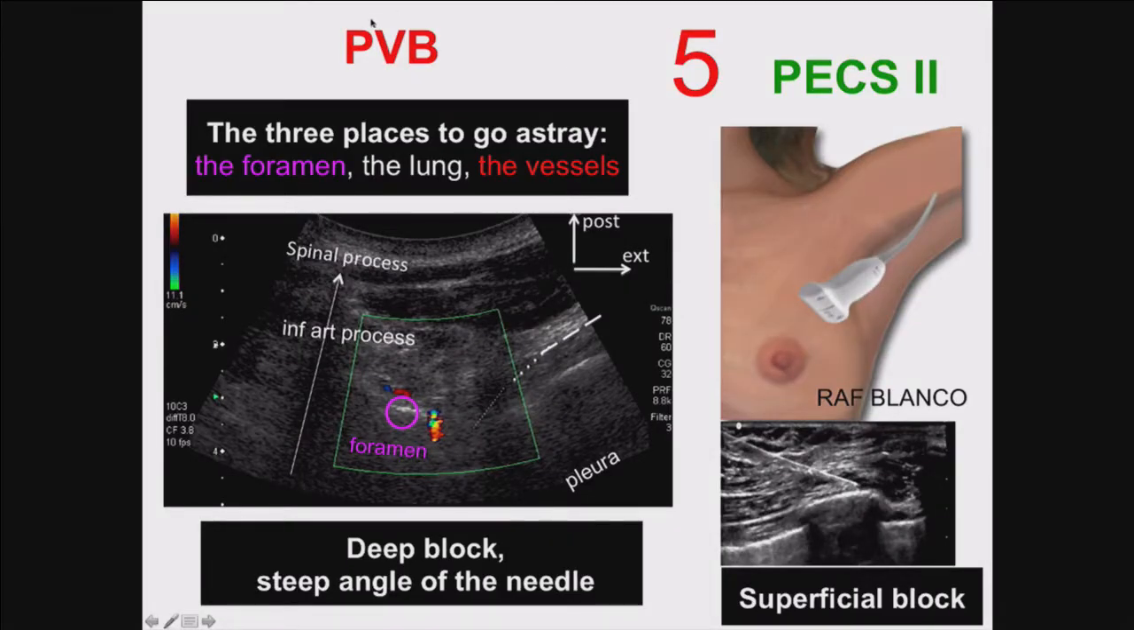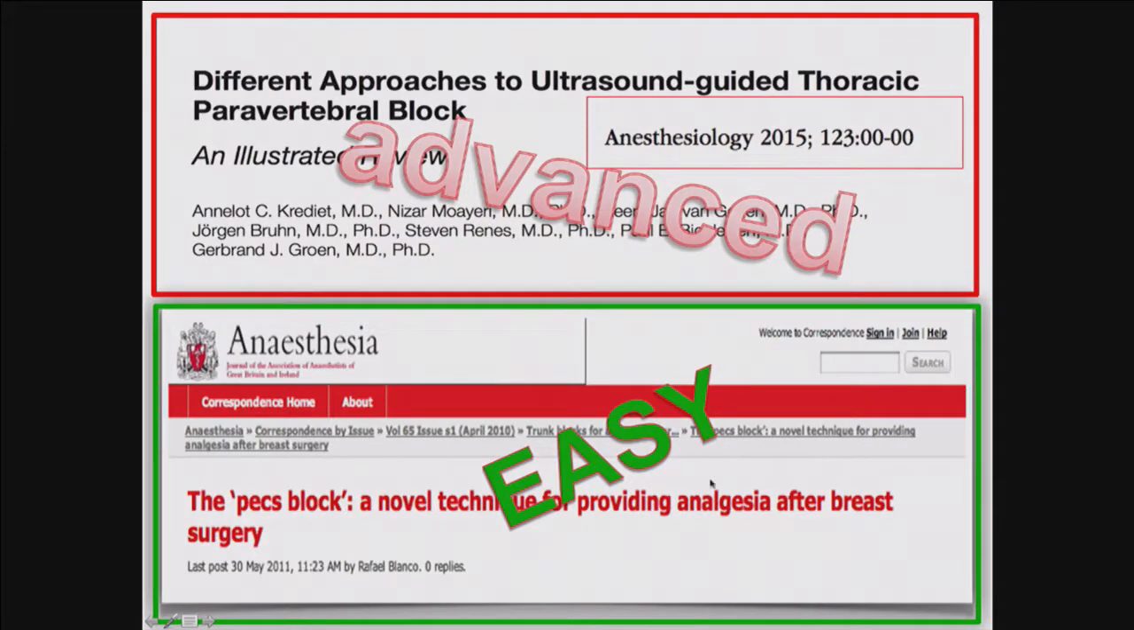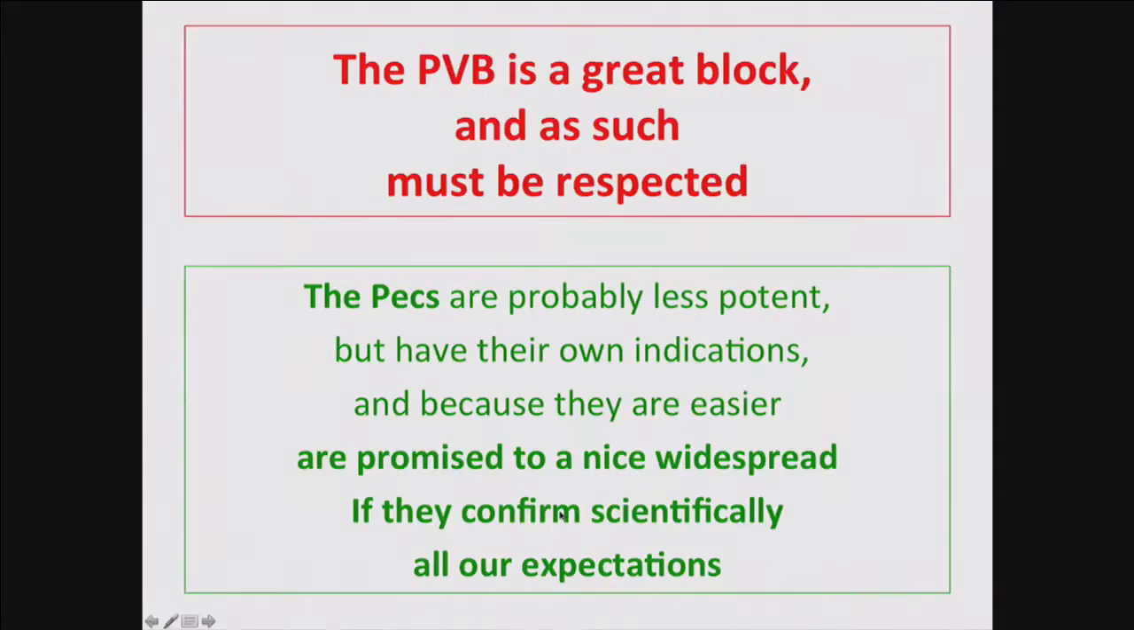So the paravertebral block is an advanced technique. You must absolutely go straight, away from the foramen, from the vessel, from the pleura here. It's a deep block with a steep angle of the needle. On the other hand, as proposed by Rafa, the PEC blocks are superficial blocks and much easier, as I show you.